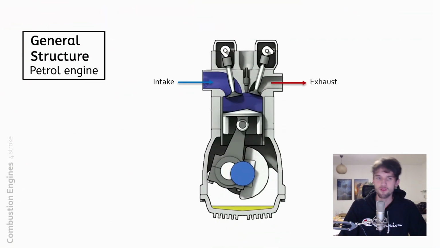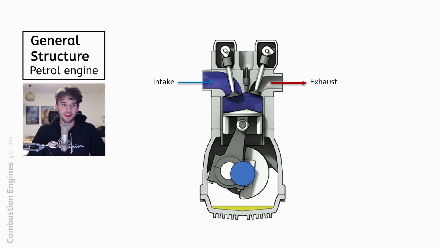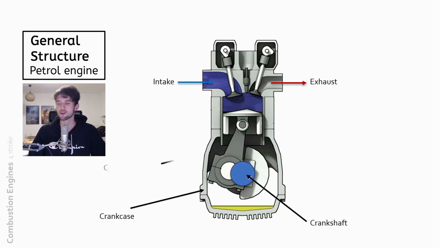So let's begin with the general structure of a petrol engine. Here you can see a cross section of one of these engines. First of all, we have the whole engine housing, and this housing consists of the crankcase, in which the crankshaft, connecting rod and counterweight are spinning around.